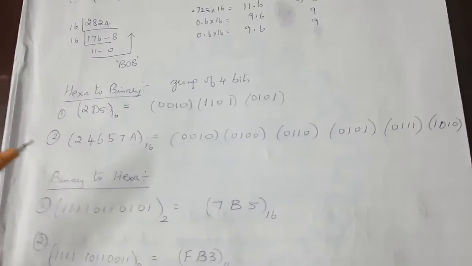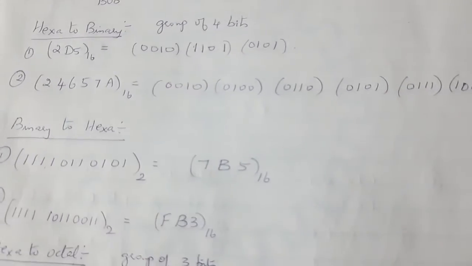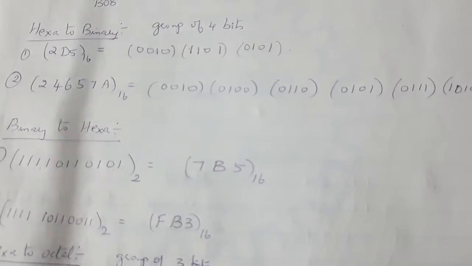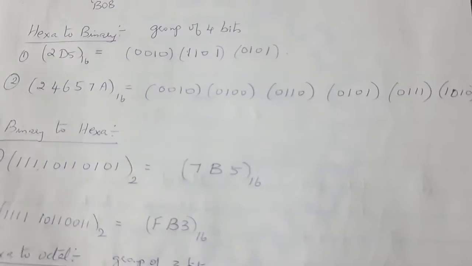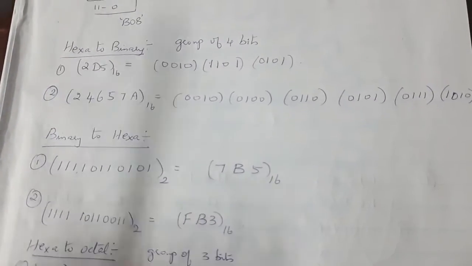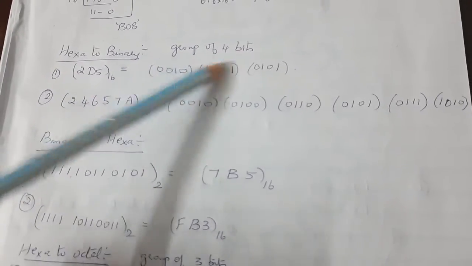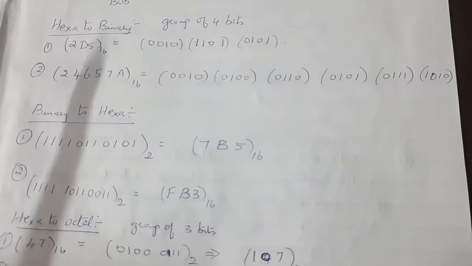Okay. Now we are going to move on to the next part, hexa to binary. So far we have discussed only decimal to octal, decimal to binary, decimal to hexa. Now we are going to go for intermediate conversions. How to convert a hexadecimal to binary? It is nothing but a grouping of 4 bits. You are going to group as a 4-bit configuration.